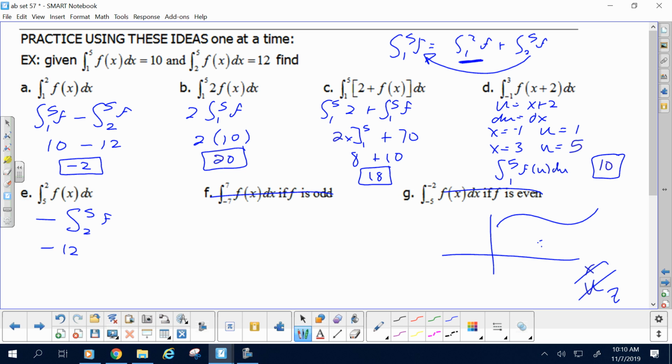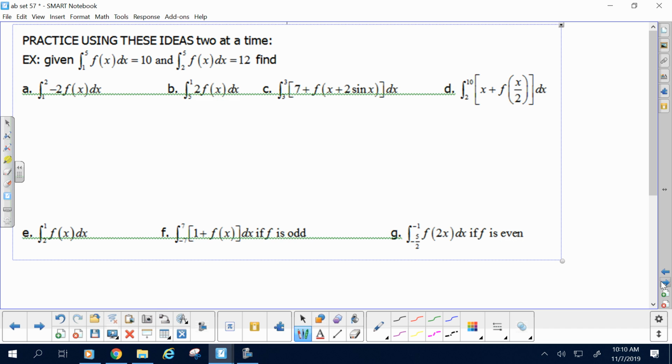Skip this one. Skip that one. Oh, let's go. Okay, let's keep going. We're not going to get to questions. You're going to just do all your questions tomorrow, so don't worry about some homework questions. Let's just keep going. All right? 2 ideas at a time. These will require you to put 2 of the definite integral ideas together.